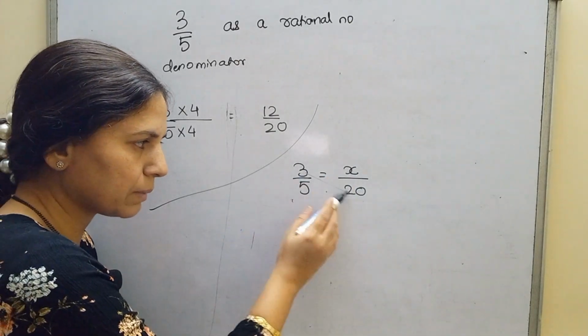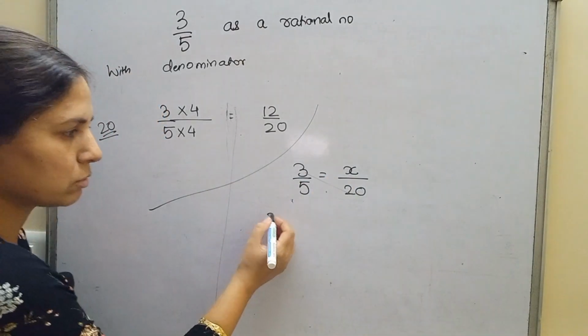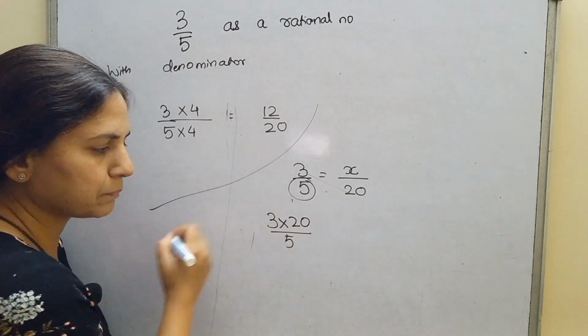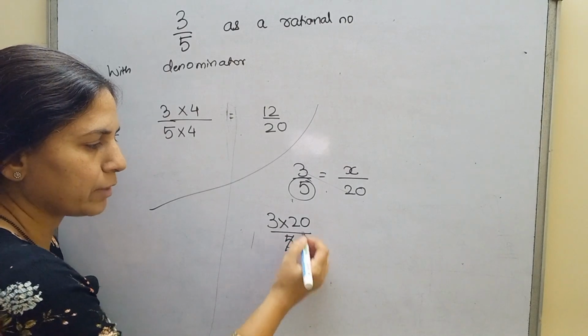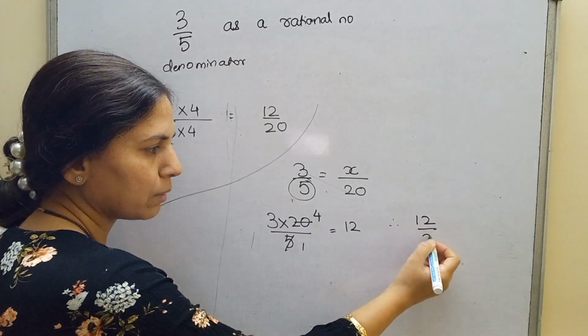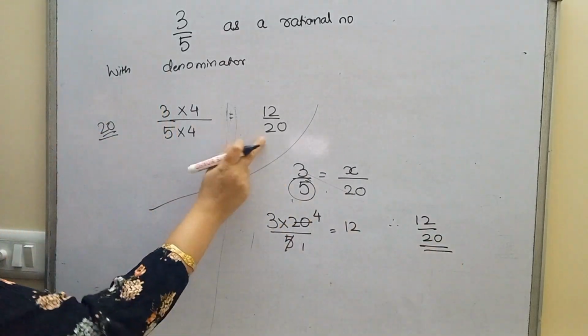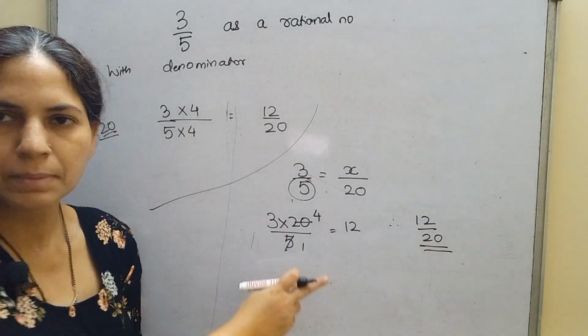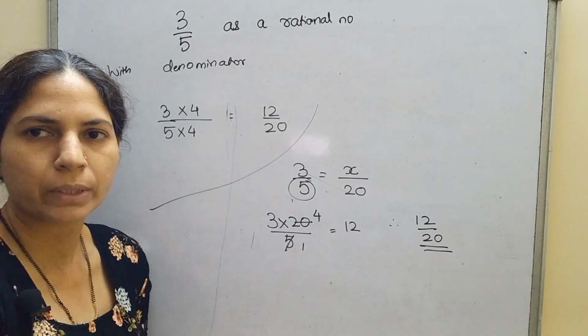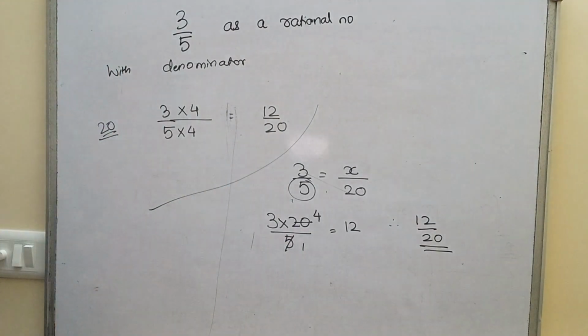Now do a cross multiplication. 3 into 20 and put this over the denominator 5. 5 ones are 5, 5 fours are 20, answer is 12. Therefore, the answer is 12 upon 20. See, check 12 upon 20. This method is helpful for big numbers, or sometimes if you are unable to recollect the tables, you can use this method.